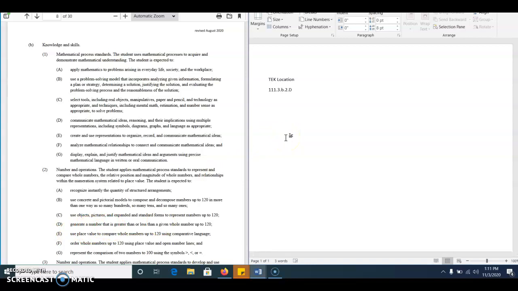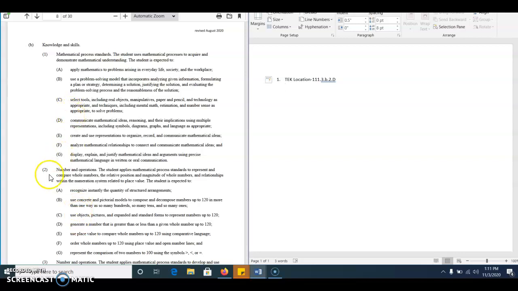Now, some of them have even a sub to that TEK, and it'll be like I. And so you would put dot I or dot II, depending on what you're covering. Okay, so number 1 says to give the TEK's location. And so for this one it is this. Okay, and then part 2 of number 1 says to copy the TEK word for word.